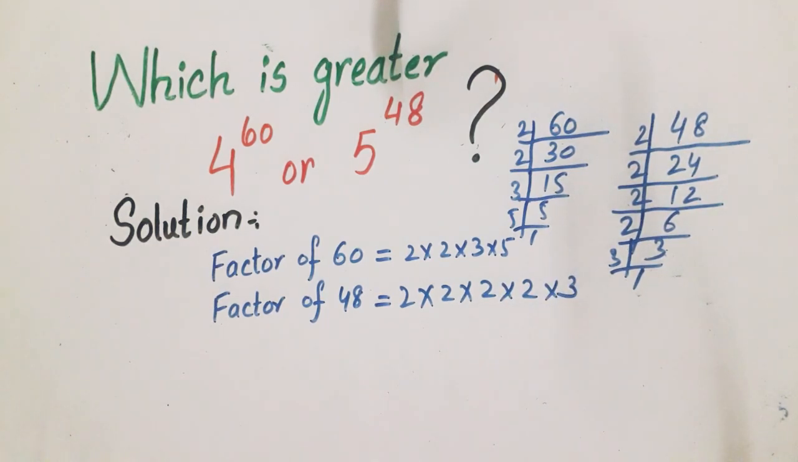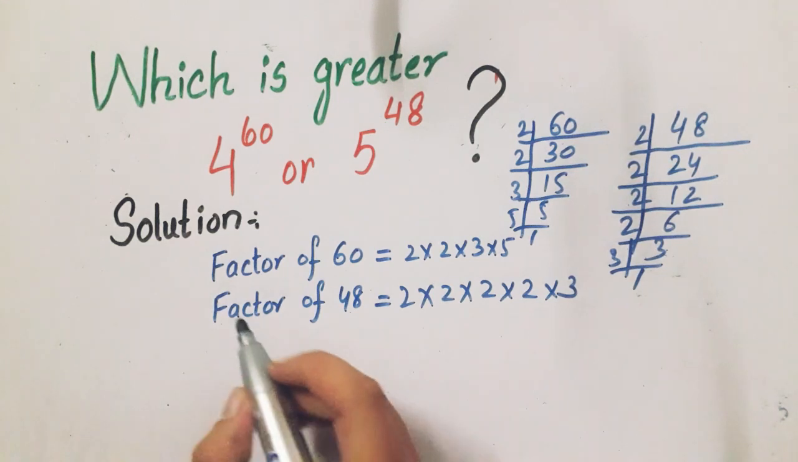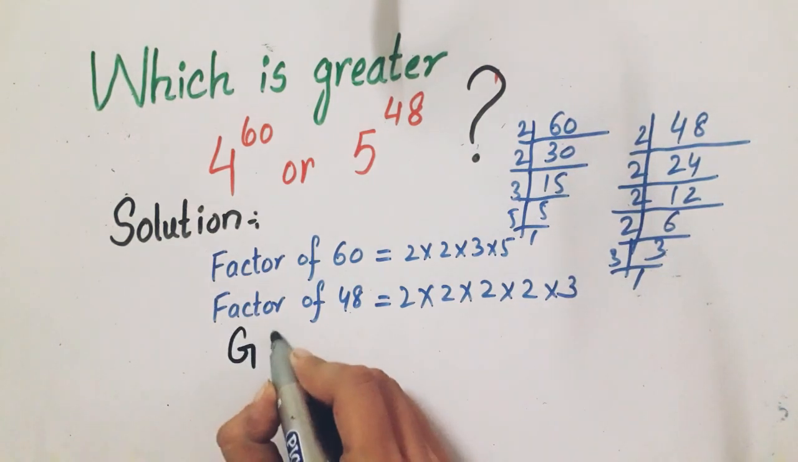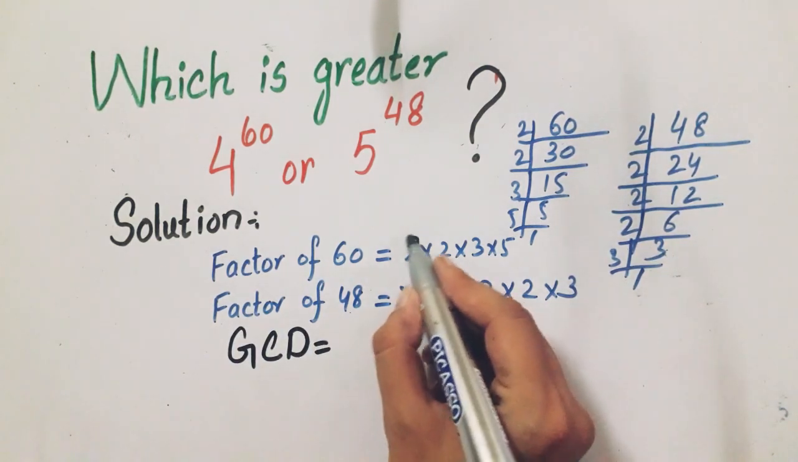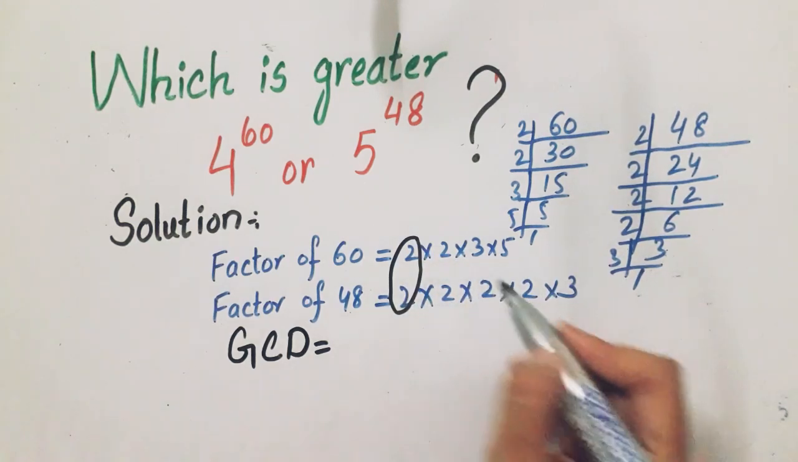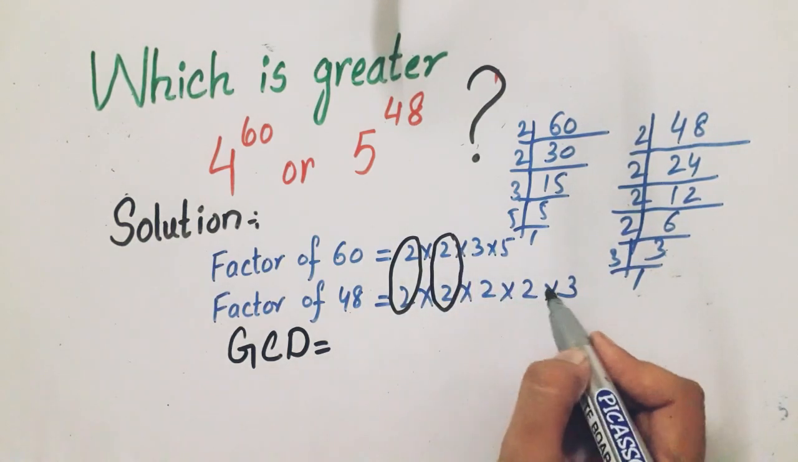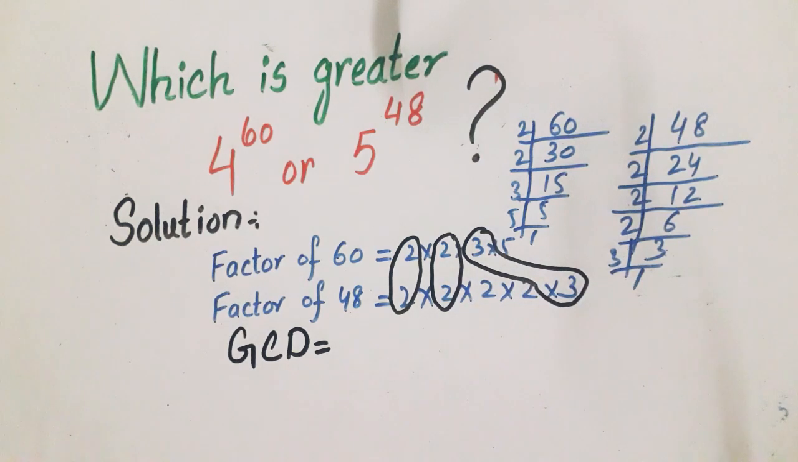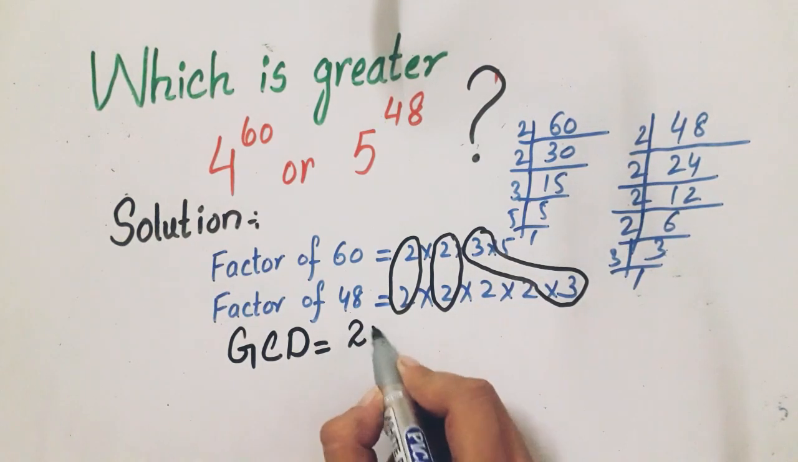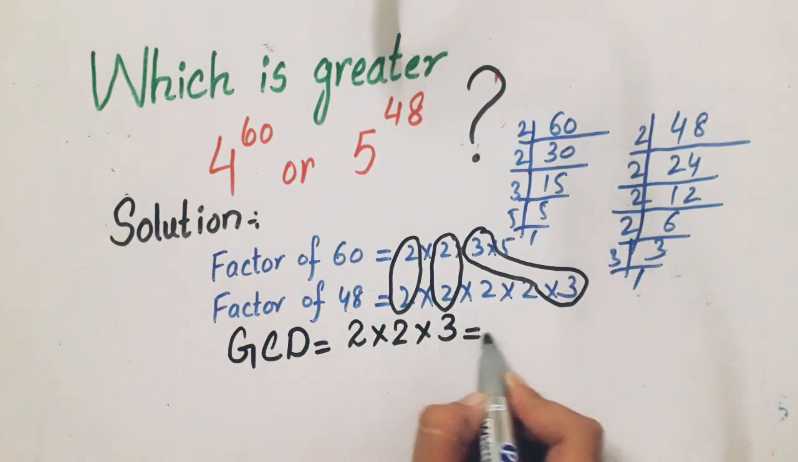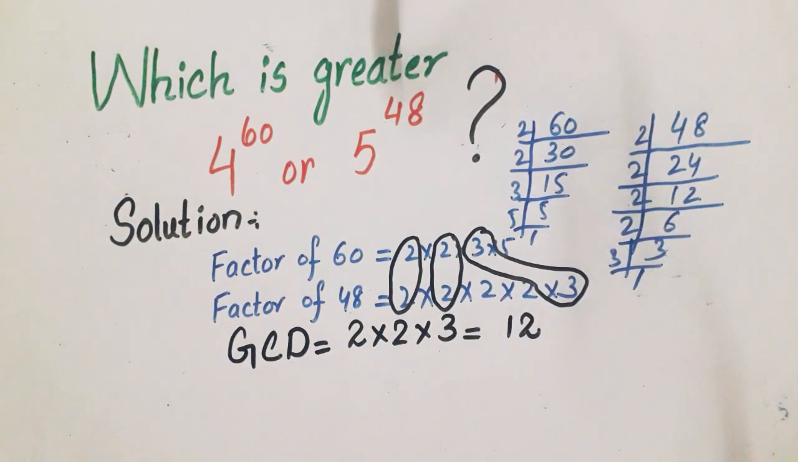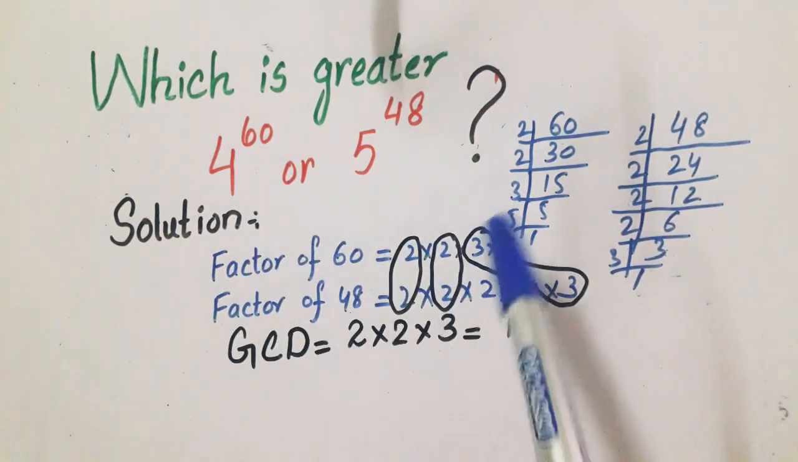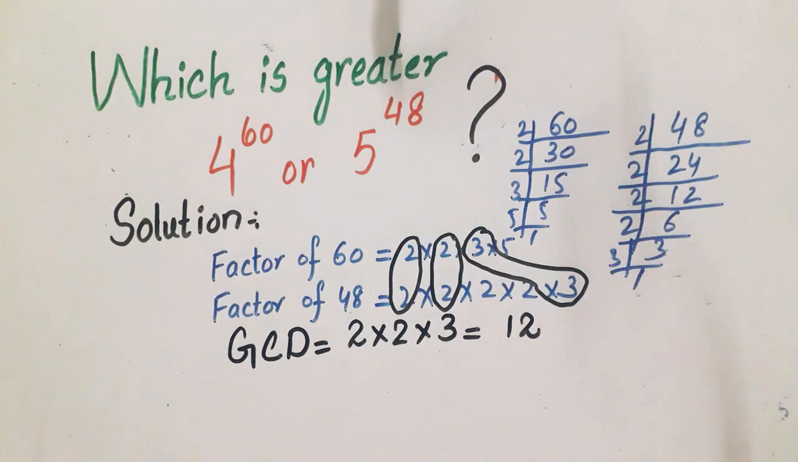Now you can see the greatest common divisor, GCD, of 2 multiply 2 and 3. So this is the GCD, greatest common divisor, 2 multiply 2 multiply 3, which is equal to 12. Now, after finding greatest common divisor, we will take the power 1 by 12 on both sides of these numbers.